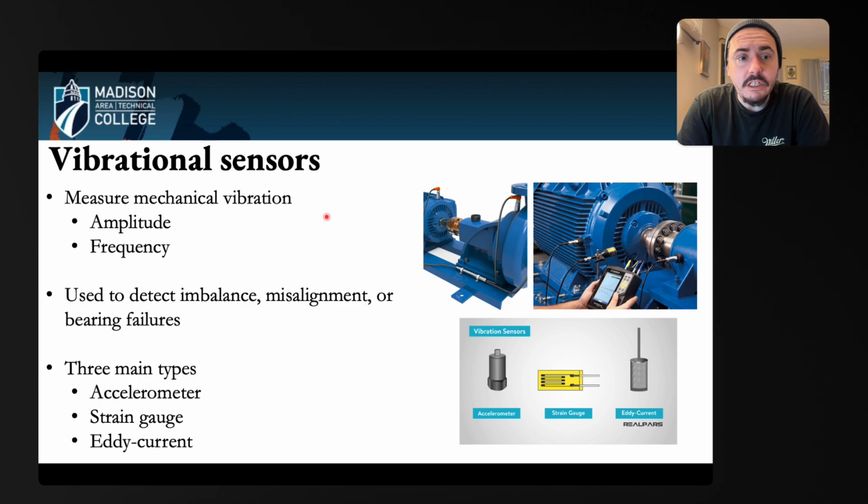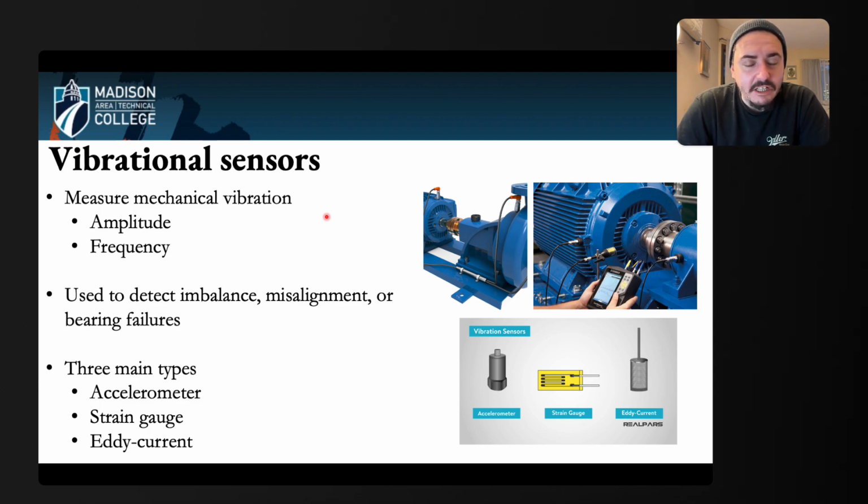Vibrational sensors measure the amplitude and frequency of the vibrations. As you run a machine, it always vibrates, like a pump or even the compressor on your air conditioning unit. You can feel it vibrating. Anytime it's operating, there is some sort of vibration. However, if it's vibrating to an excessive point, it's going to cause some failure.